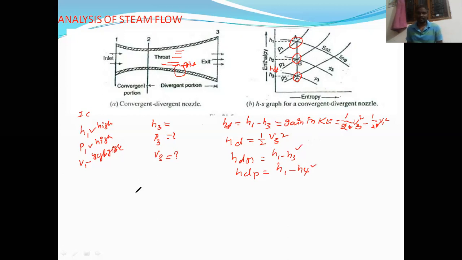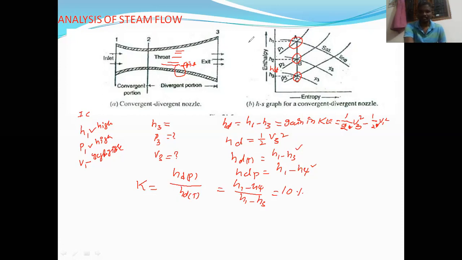If you want to know the coefficient of nozzle, that is K, it will be the practical heat drop divided by the theoretical heat drop, so K equals H1 minus H4 by H1 minus H3. The loss will be limited to about 10%. So this is the thermodynamical analysis of a nozzle.